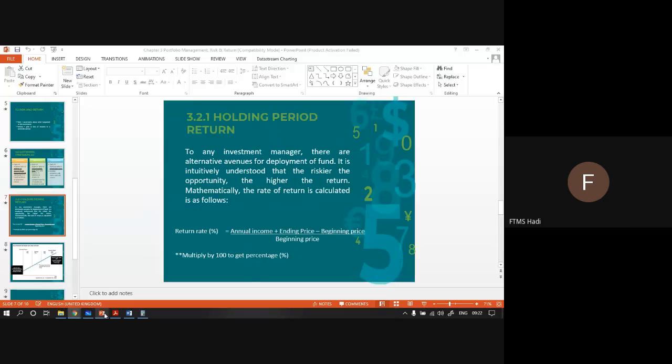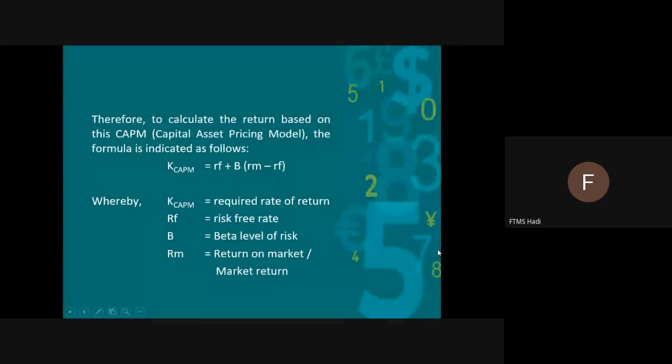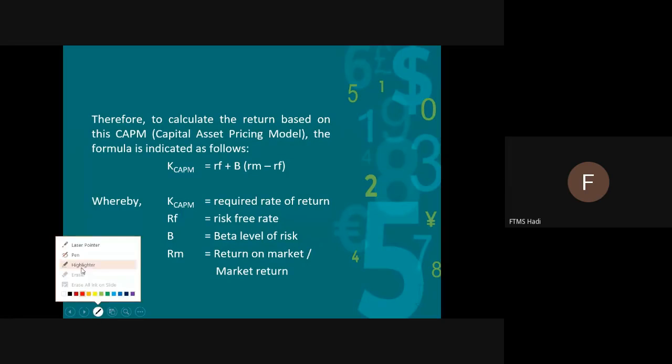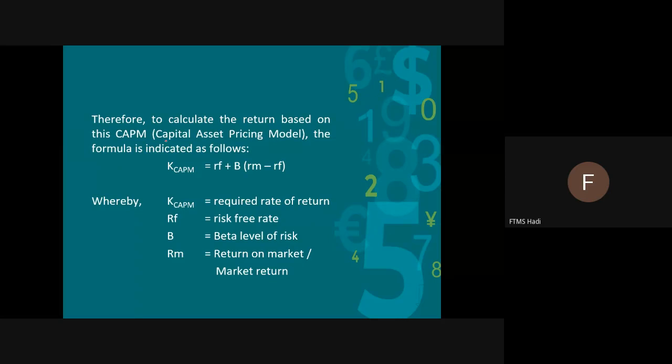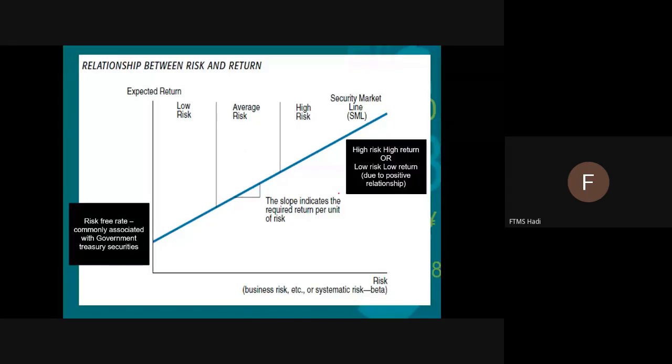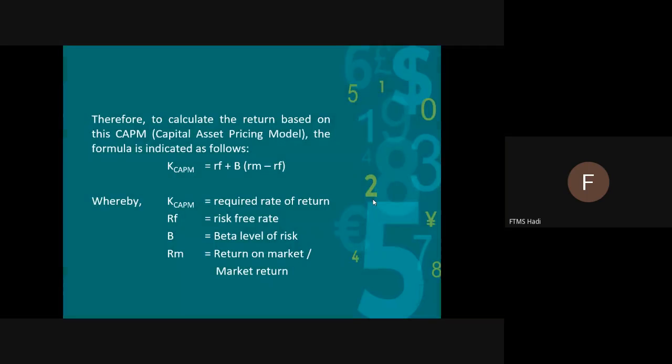Yeah. There will be a final calculation here in this chapter. Okay. This one. All right. So, another method to calculate return is by using CAPM, the Capital Asset Pricing Model. Okay, so the formula is derived from this relationship. As you can see here. All right, so the formula is indicated as follows. K CAPM, that means return. This is the return. Okay, and then RF. RF is referring to the risk-free rate. Beta is B, beta, and RM is the return on market.